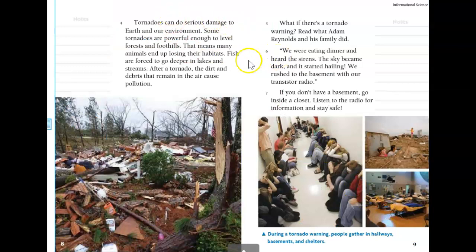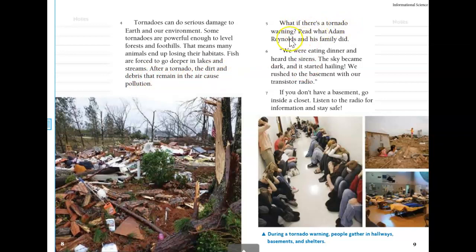Tornadoes can do serious damage to Earth and our environment. Some tornadoes are powerful enough to level forests and foothills. That means many animals end up losing their habitats. Fish are forced to go deeper in lakes and streams. After a tornado, the dirt and debris that remain in the air cause pollution.